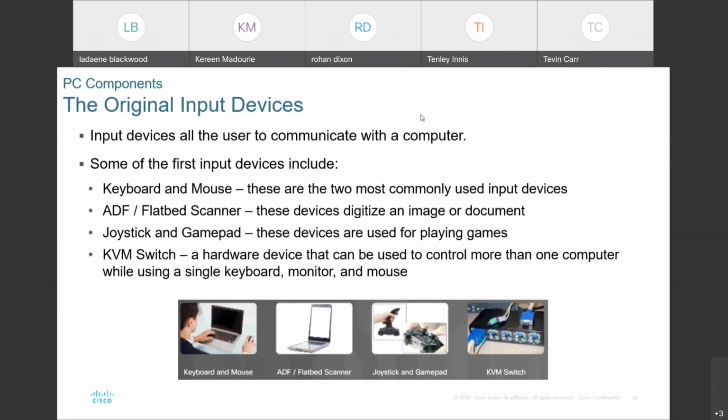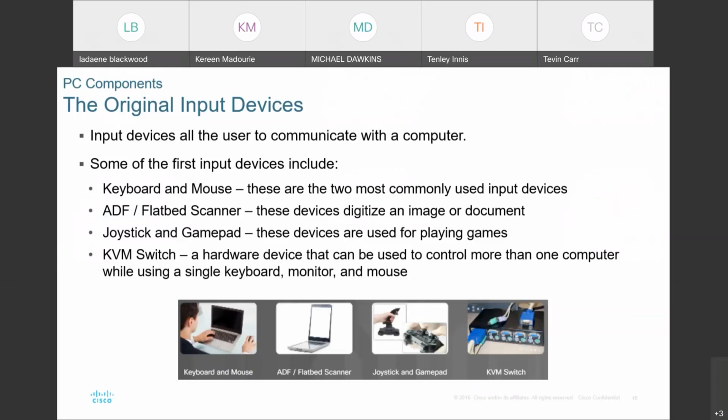All right, so yes, this is what the input device is for. All input devices are either to input information or data into the computer, or to communicate with the computer. Some of the first input devices include the keyboard and mouses. That's where it really started from.